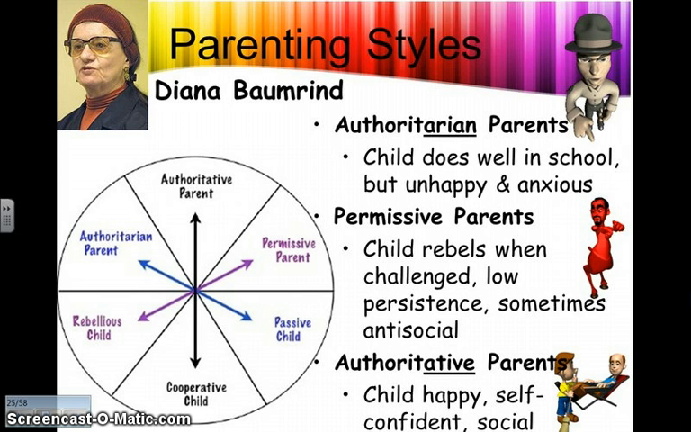Now, what did Baumrind see in the children of an authoritarian parent? For the most part, she saw that most of those kids do well in school. Maybe it's because, again, they feel like they have to. They have a lot of demands that they have to meet to get the parent's approval. The children are not likely to engage in a variety of antisocial activities, things like drug and alcohol abuse and vandalism. They don't tend to get involved in those things.